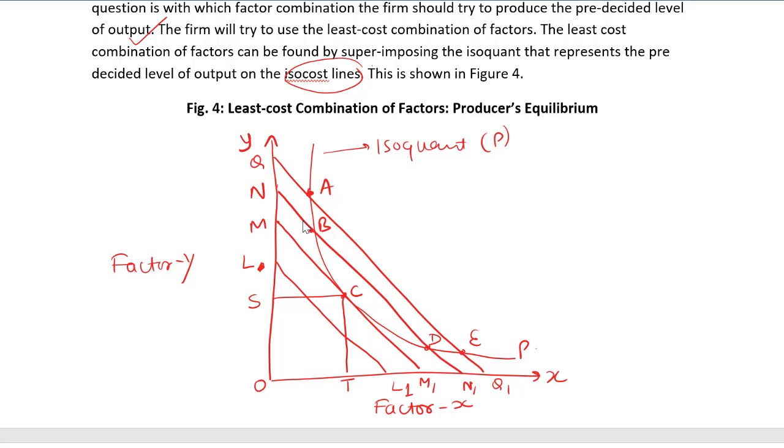But the cost of producing 1000 units would be minimum at the factor combination C. Why is it minimum? Because, as you can see, the iso-cost line MM1 is tangent to the given isoquant, that is P. It is tangent, that means it is touching P. At all the other points like A, B, D, E, the cost is more, as those points lie on higher iso-cost lines compared to MM1.